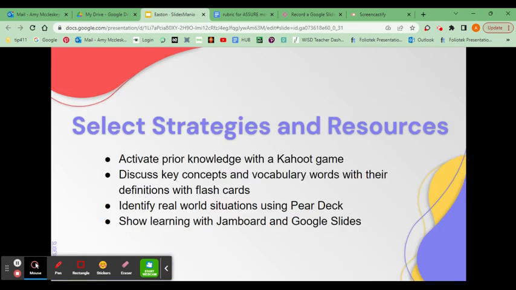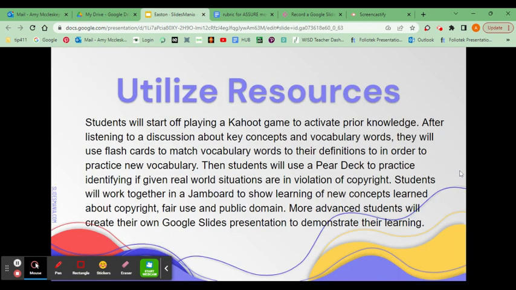S is for Select Strategies and Resources. The strategies and resources I choose to use with this lesson are a Kahoot game to activate my students' prior knowledge. We will discuss key concepts and vocabulary words with their definitions. Then we'll use flashcards to match. We will use a Pear Deck activity to identify real-world situations of copyright. Then the students will show their learning with a Jamboard or Google Slides.